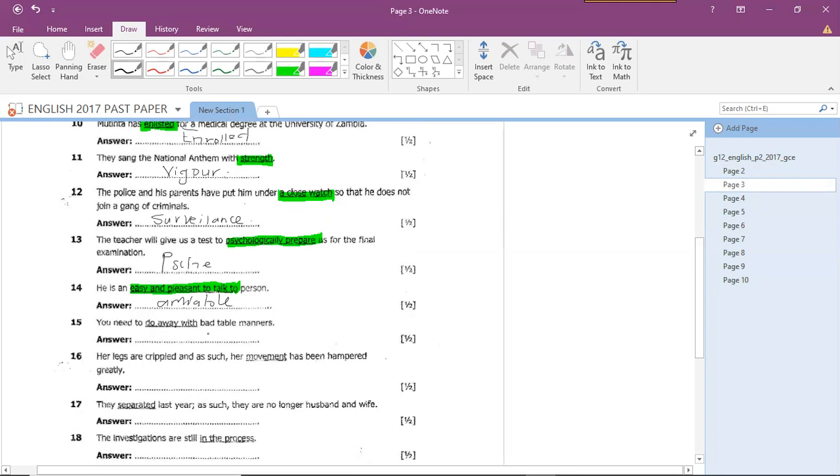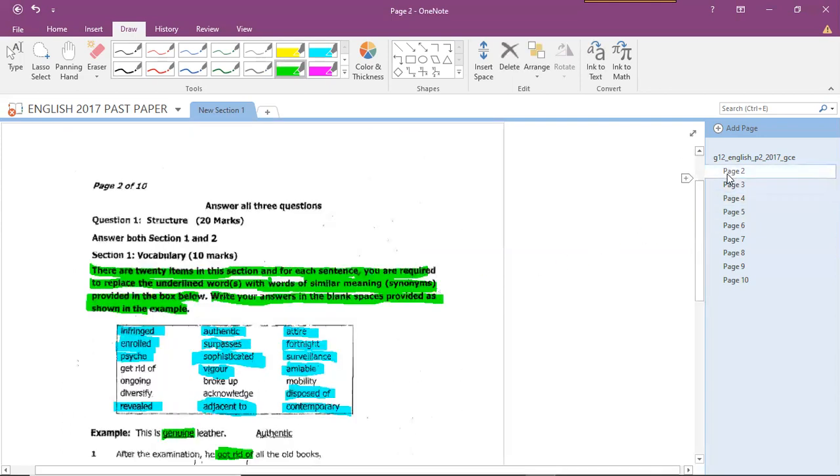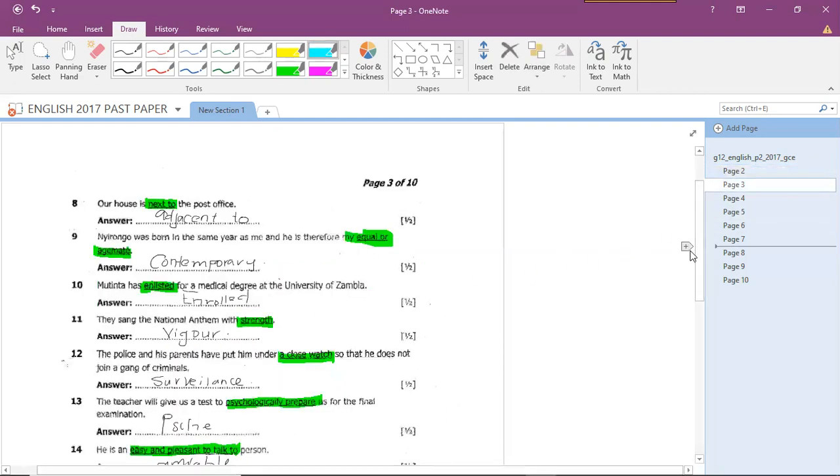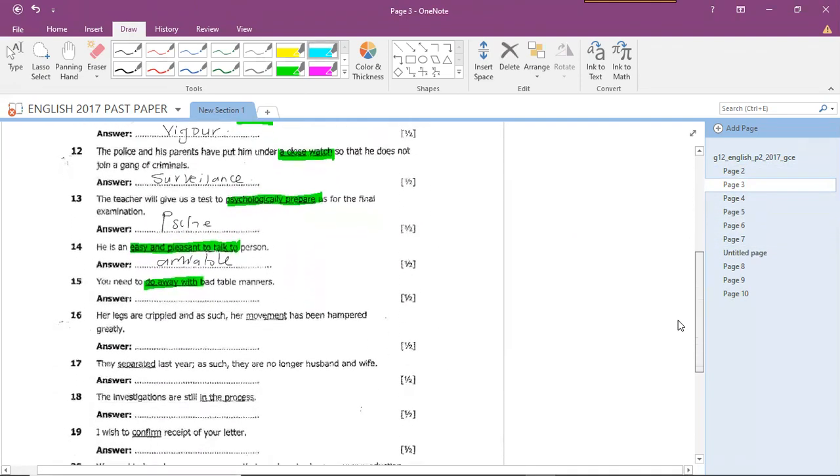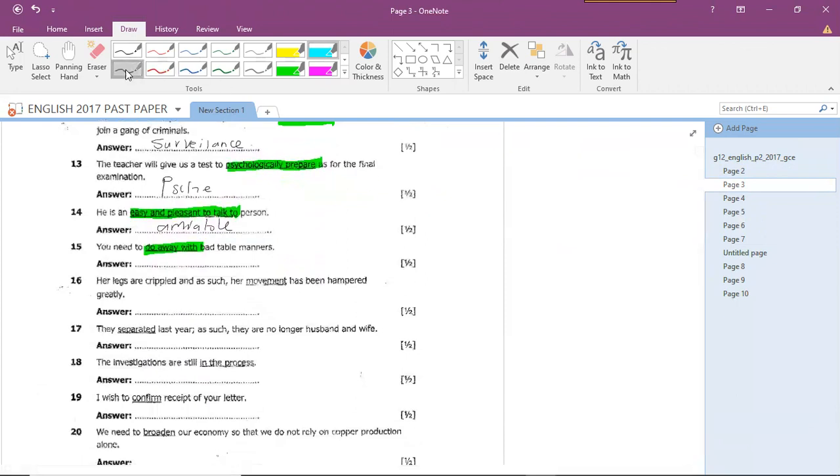You need to do away with bad table manners. So I did see get rid of in that table. So our answer should be get rid of. So you need to get rid of bad table manners. So our answer should be get rid of.